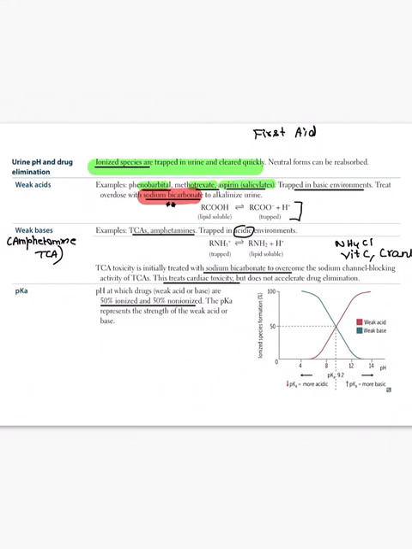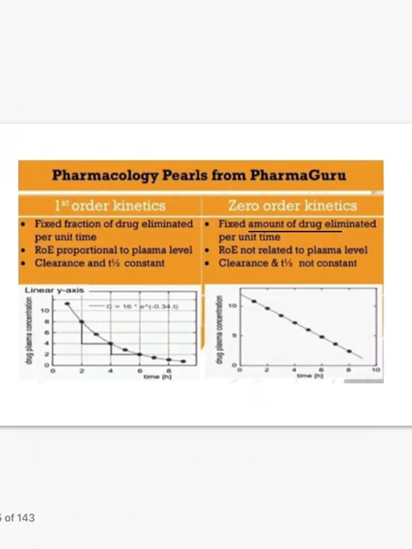Okay, now coming on to pKa. So what is pKa? pKa means the pH at which 50% of the drug is ionized and 50% is not ionized. So this is about the pKa. If you decrease the pKa, it goes more acidic, and if you increase it, it goes more basic.